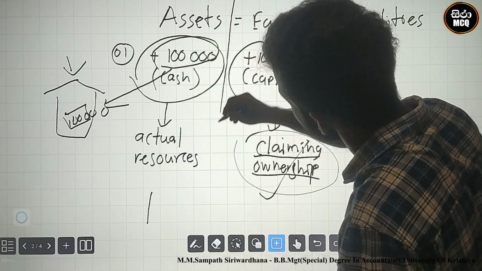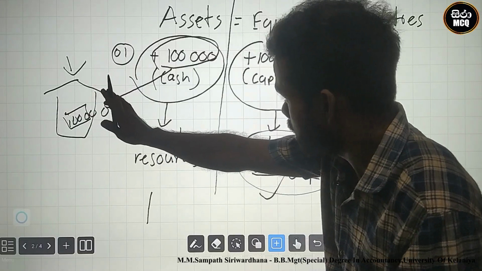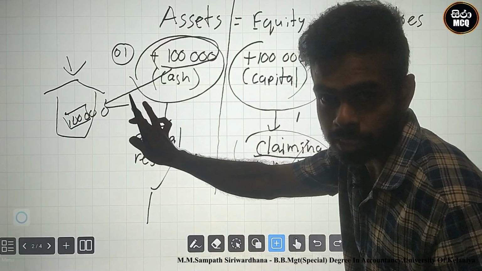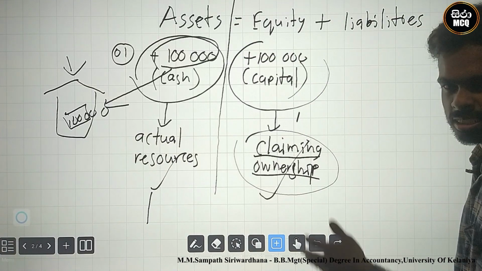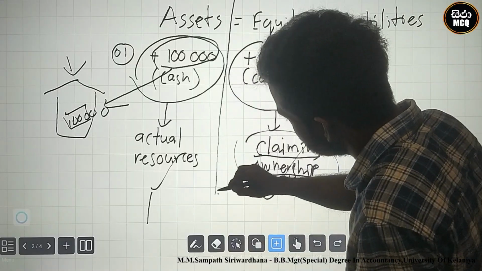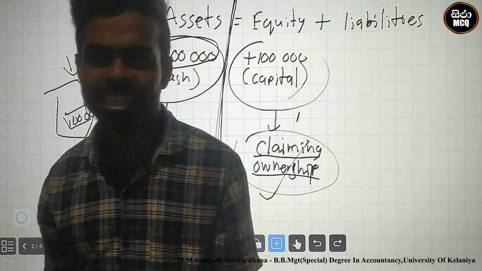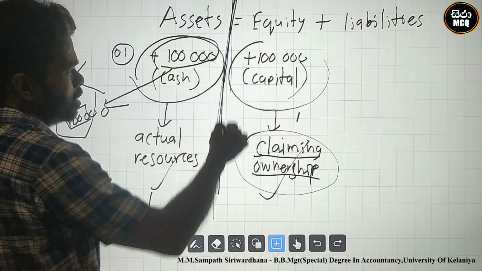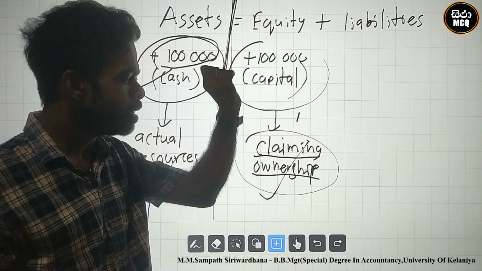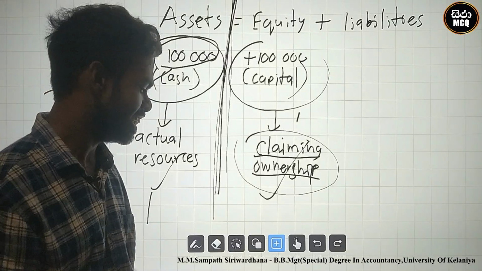This partition is separate. This is our business, the actual business. This is the claiming, this is the ownership, this is the power. This is the business. This is a claiming. This is a separation. Look here, separation. Which concept? Entity concept. Entity concept means separation. The business is a separate part. Claiming is a separate part. Ownership is a separate part. This is the entity concept guideline.